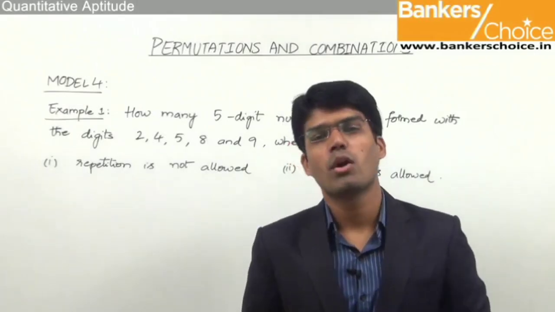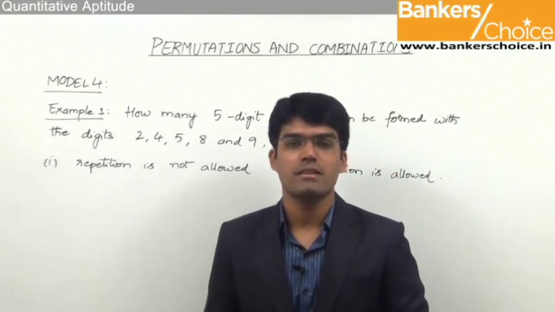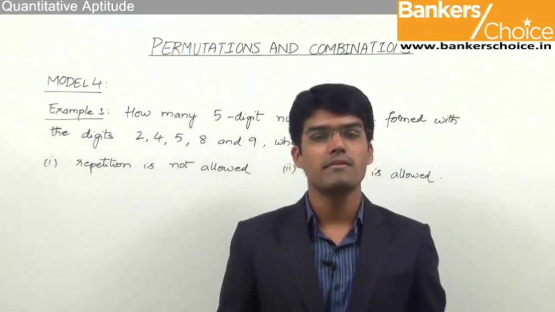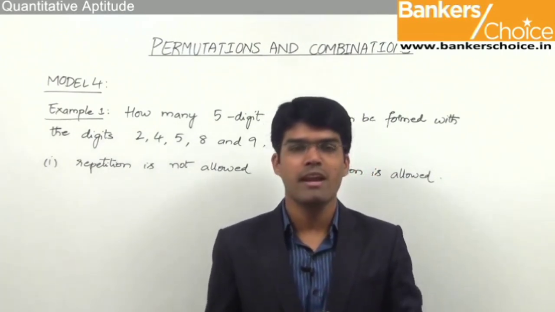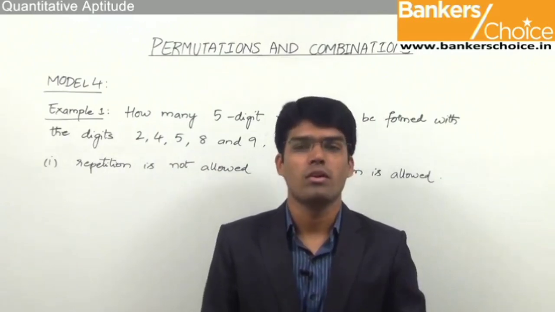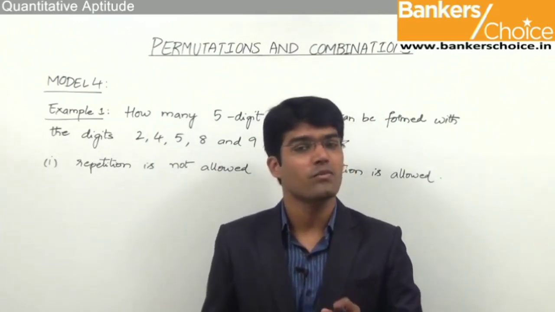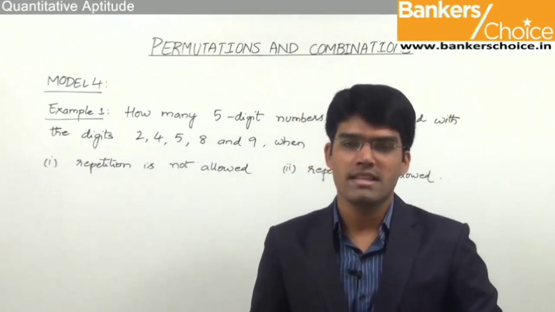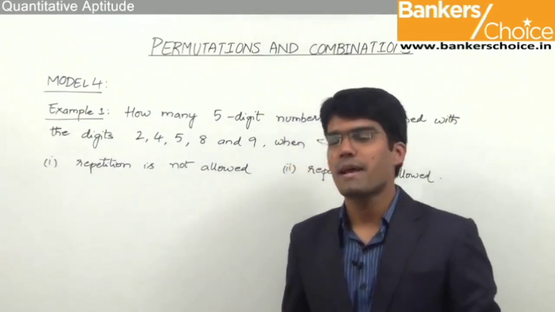Let us now take model 4 of this topic, where we shall discuss questions related to conditions on digits. Like in model 3, we have seen various conditions that can be asked with respect to letters of a word. Here we see what are the different types of conditions that can be asked when digits have to be arranged and numbers have to be formed. Let's look at the first example.